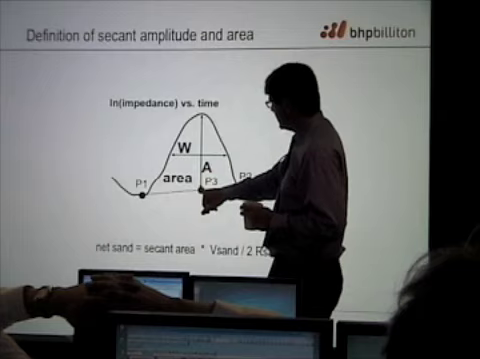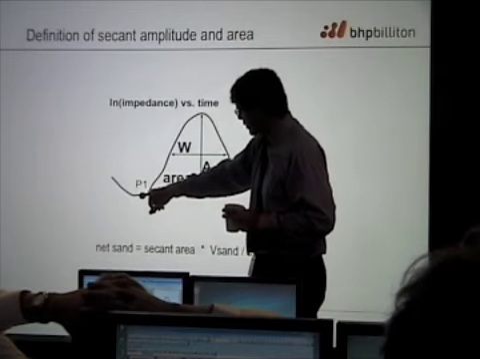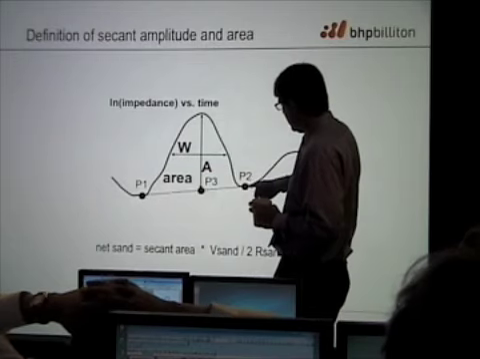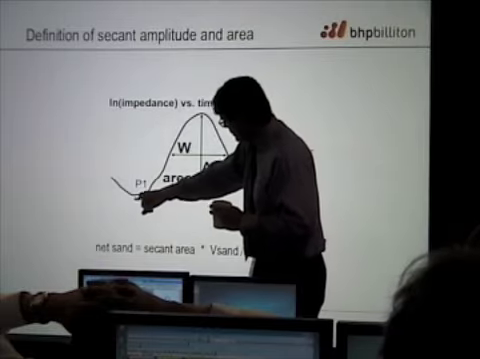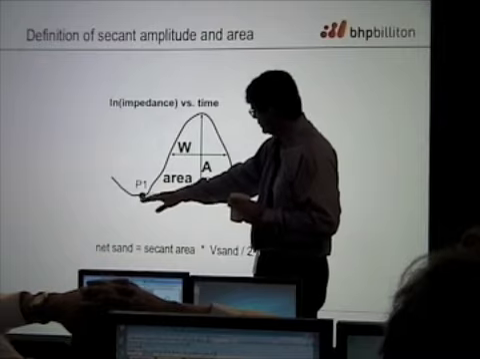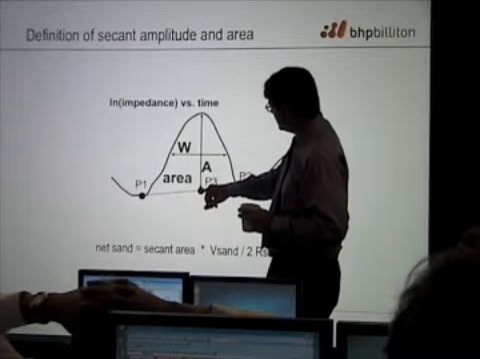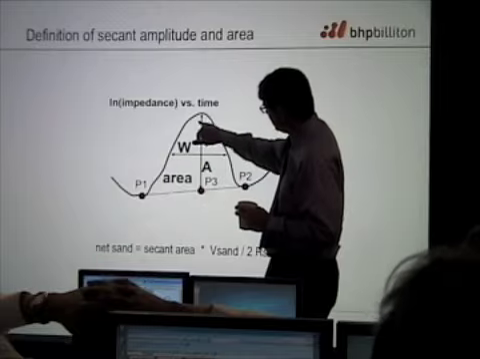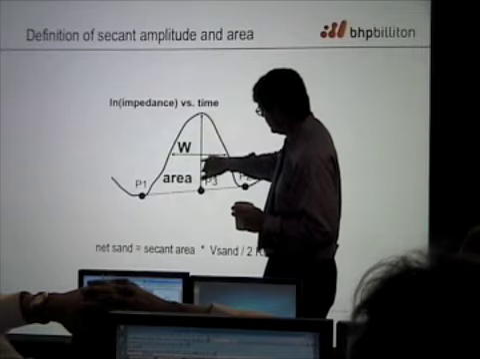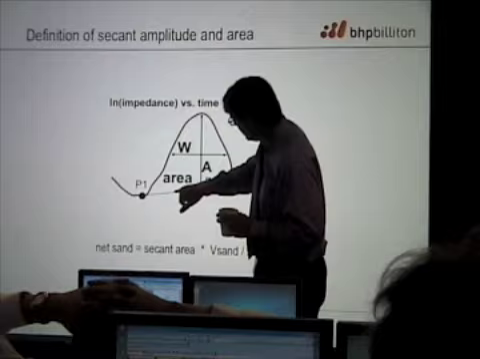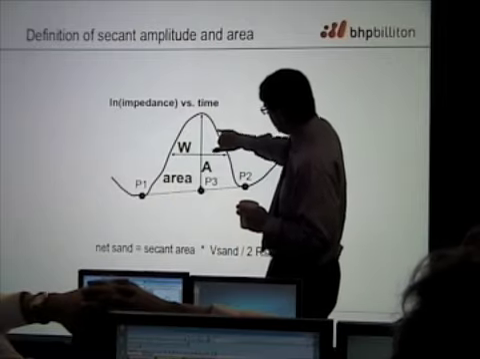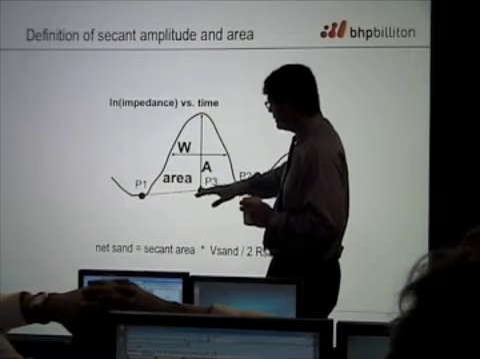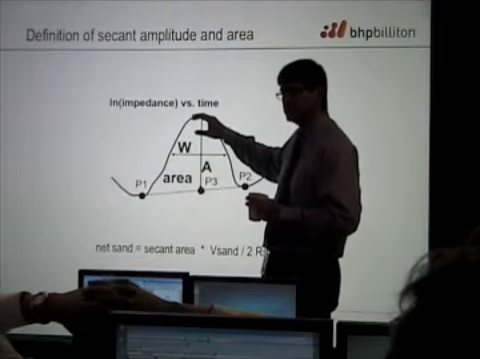And there are a couple of things that we define. The first thing is we draw a particular secant line, okay, that just sort of touches P1 and P2. And then we define the secant amplitude as a perpendicular distance from this line to the peak. And the secant area as the area inside here, okay, above the secant line and below this.